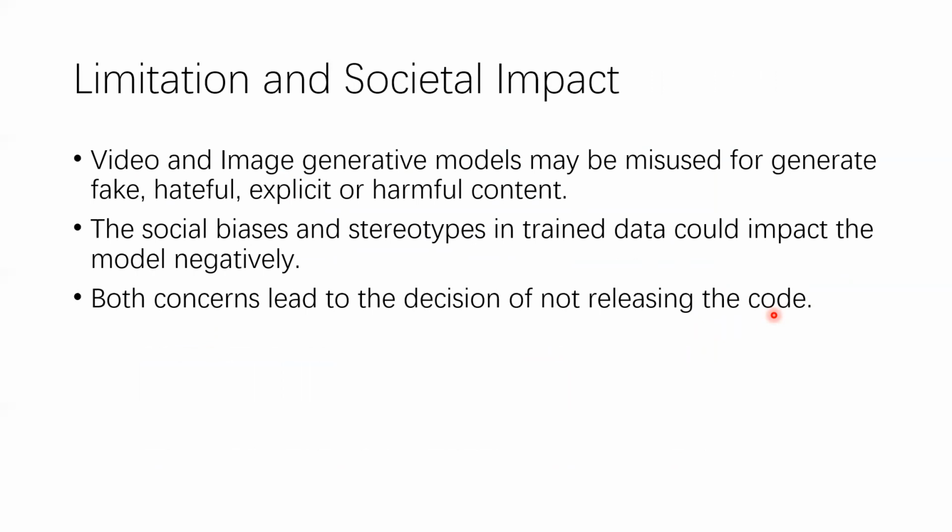And they actually find that the social biases and stereotypes in training data could impact the model, and their trained model already has some tendency toward stereotypes and biases. For example, when they generate people, they tend to generate people with light skin. This concerns the decisions of not releasing the code, the data or the API.